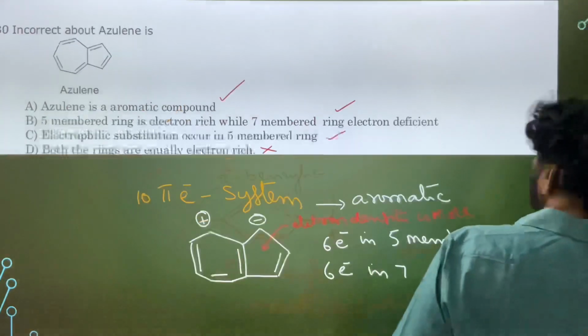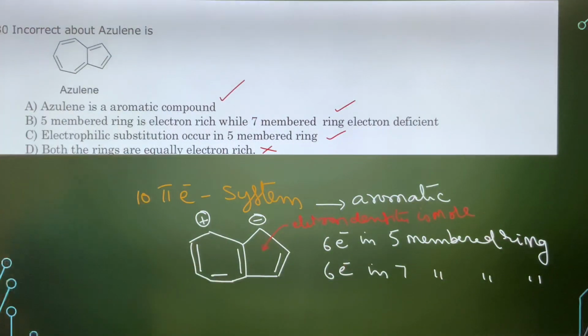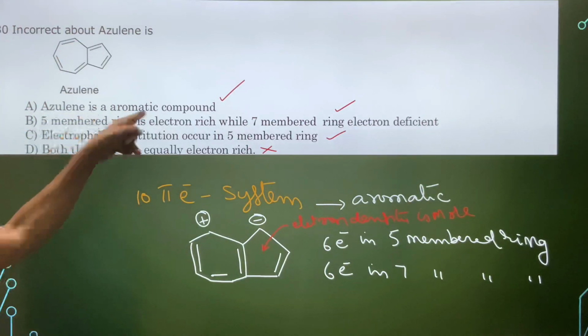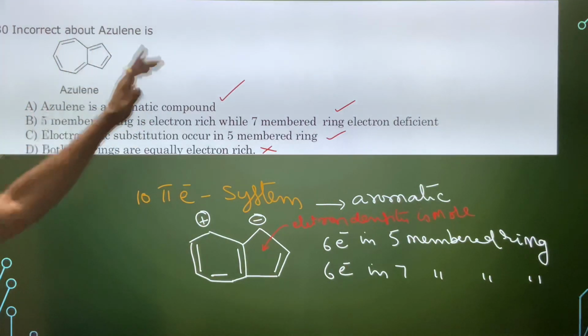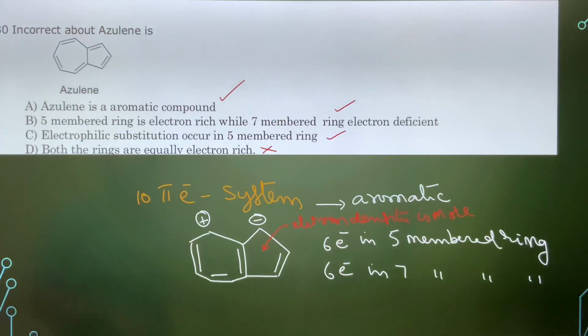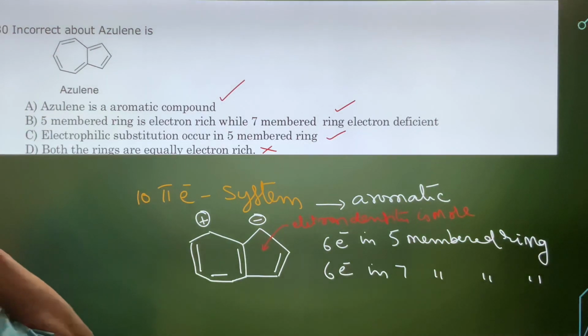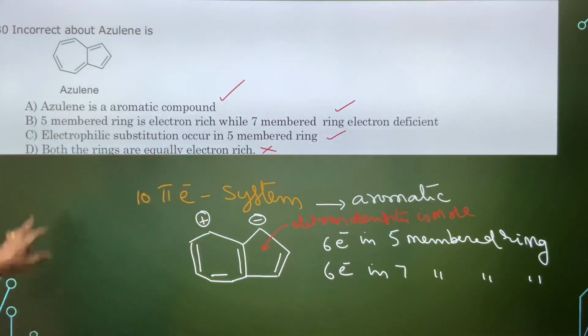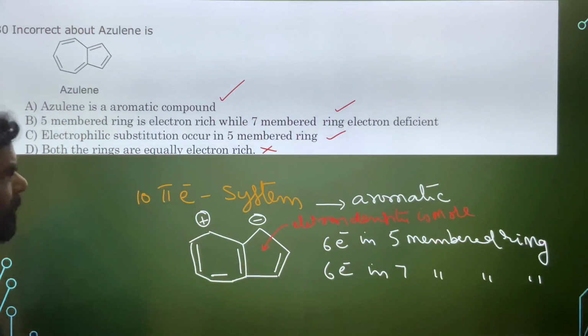The next one is azulene, which is a 10 pi electron system, an aromatic system. There is planar, complete conjugation. The number of electrons is 10, and 10 is a Huckel number. It is an aromatic system, correct? It has a 5-member ring and a 7-member ring.